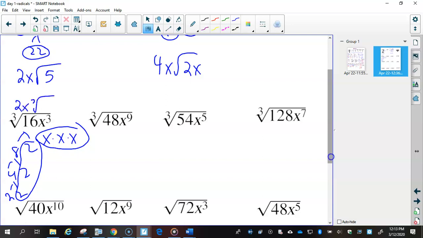When we put the cube root of what's left? 2. And if you want, you can put parentheses around the cube root. It's not necessary. Okay. So it's the same thing. We're just combining things.